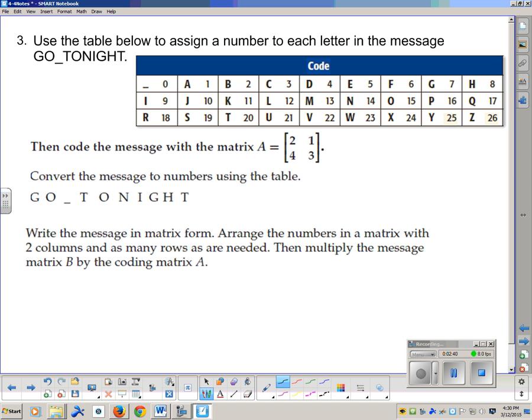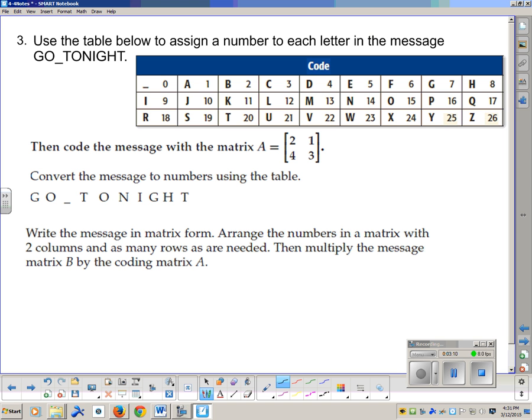And there's lots of places in life where they've done coded messages. Communications between armies are coded so that the enemy isn't able to intercept messages. And just for fun, sometimes people do this as well. So let's convert the message to numbers using the table. We're just supposed to make up a code here. So let's do go tonight.